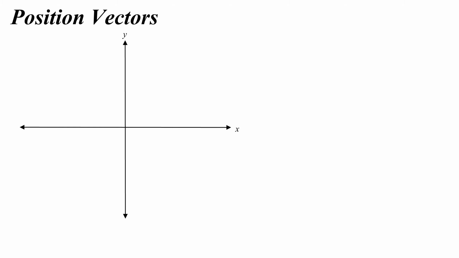In this video, we're going to talk about position vectors. To do this, let's draw a y versus x graph and then plot some point. This point is going to have an x-coordinate and a y-coordinate. Our position vector is going to start at the origin and then point directly to that position. So this is our position vector.